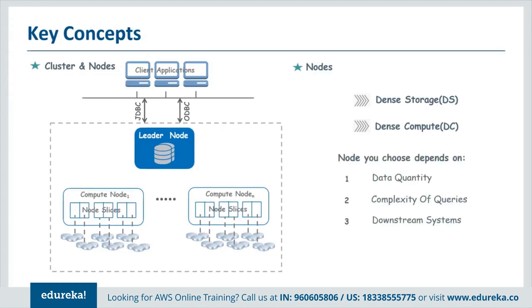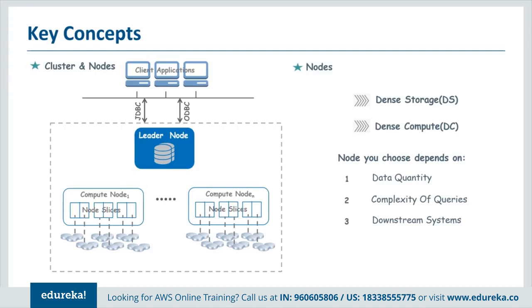Firstly, you should be aware of the amount of data that you want to import into your Amazon Redshift, and then the complexity of the queries that you run on your database, and the need of downstream systems that depend on the results of these queries. So keeping these three things in mind, you can choose either dense storage nodes or dense compute nodes.